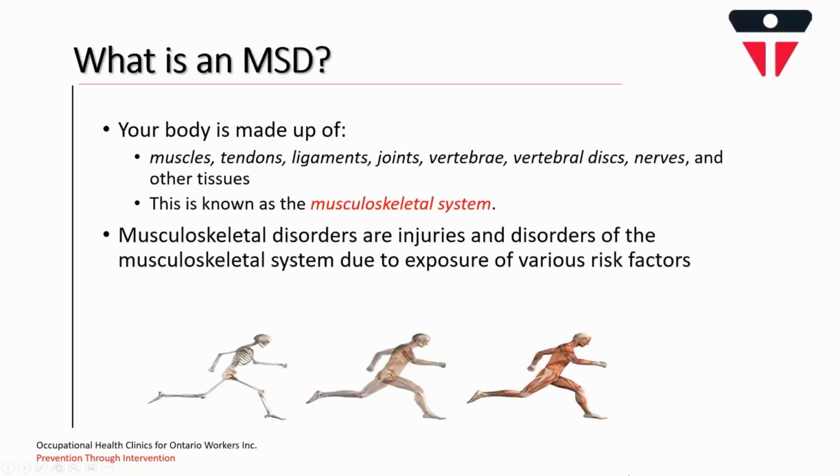So what is a musculoskeletal disorder? Your body is made up of muscles, tendons, ligaments, joints, discs, and other tissues. Those tissues and that whole system is considered the musculoskeletal system. Musculoskeletal disorders are injuries or disorders to this system and to the structures within the system. And these injuries are generally due to a variety of different risk factor exposures.